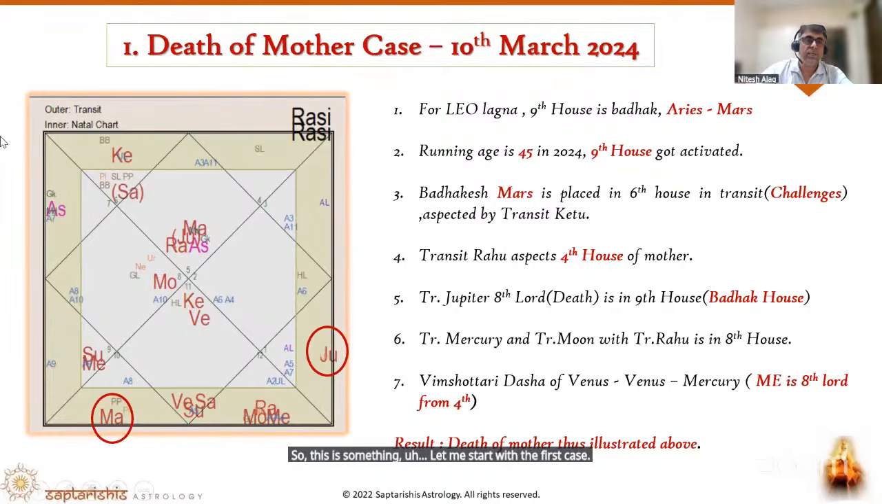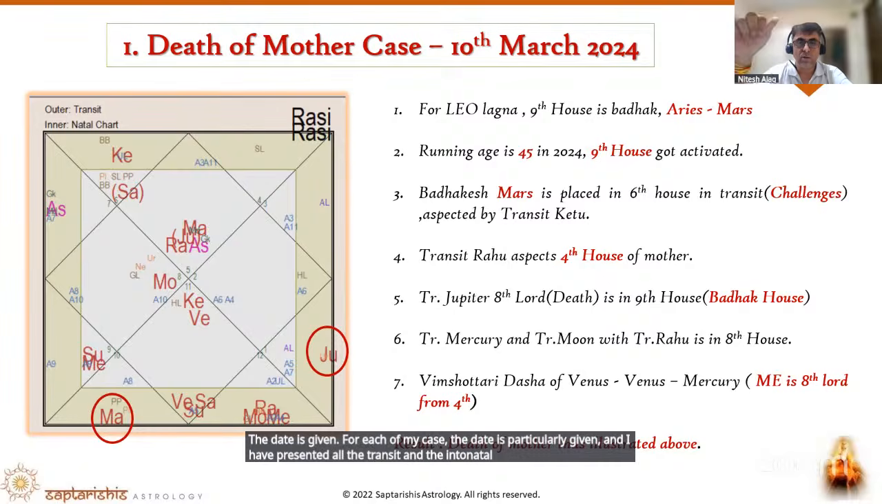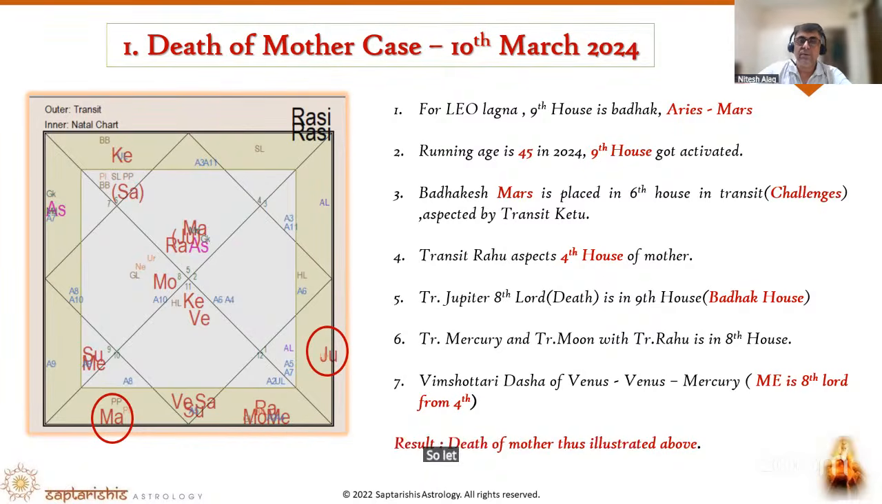Let me start with the first case. The first case is of the native who lost his mother in the year 2024. For each of my cases the date is given, and I have represented all the transit and the inner natal chart along with the Dashas and BCP ages and all. This is the Leo Lagna chart, and for Leo Lagna we all know that the ninth house is Badhak. That means Aries is Badhak, so Mars is the Badhakesh.